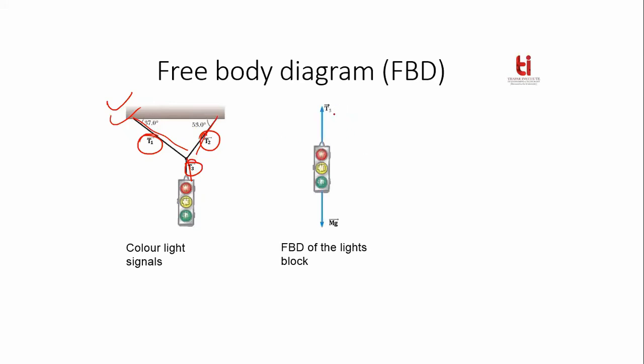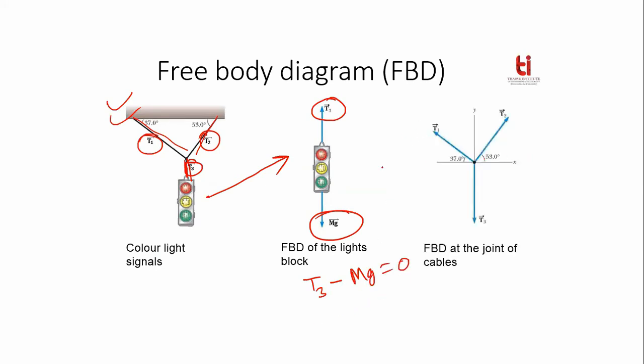So how do we apply FBD? Very simple. We apply FBD by separately drawing the forces acting on each link. First of all, we consider this color light signal as a link, and we apply all the forces. This is tension acting along this rope, and this is the external force mg, because of gravitational pull. If you know this force system, you can directly apply the formula T3 minus mg is equal to 0. Just balance the forces, you will get T3.